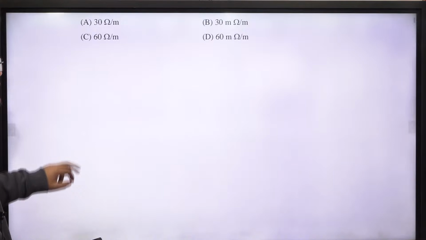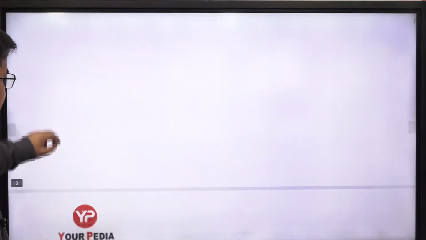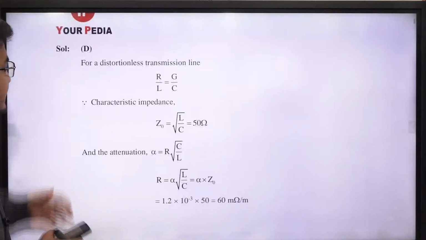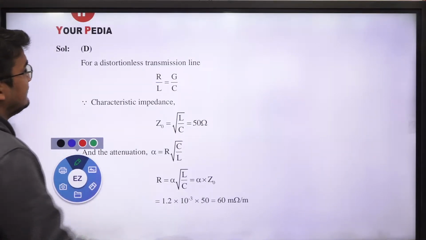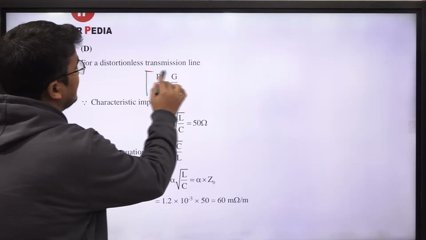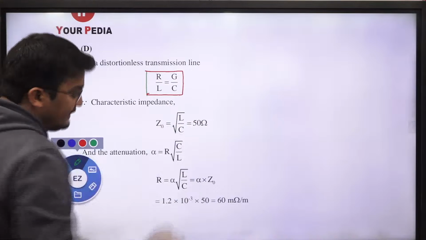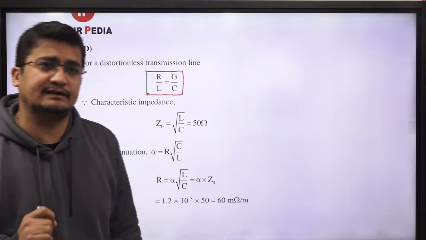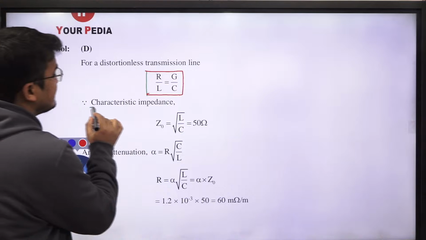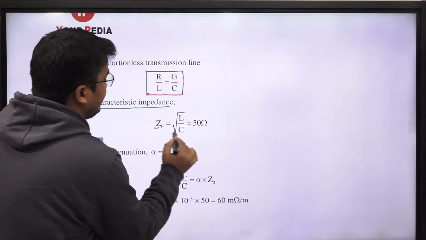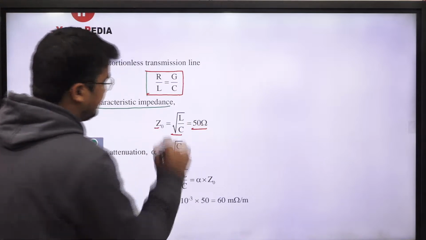So guys, the answer for this will be D. You can see here, this one is the condition. You can take the solution. This one is the condition for the distortionless transmission line defined in terms of its physical constants, right? And the characteristic impedance of the distortionless transmission line can be defined this way, and this value is given.